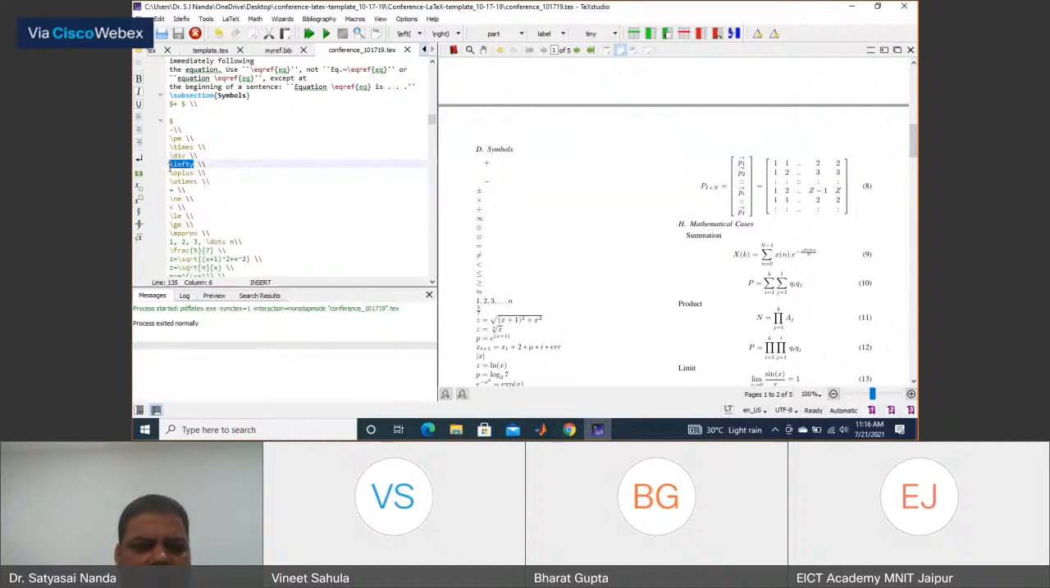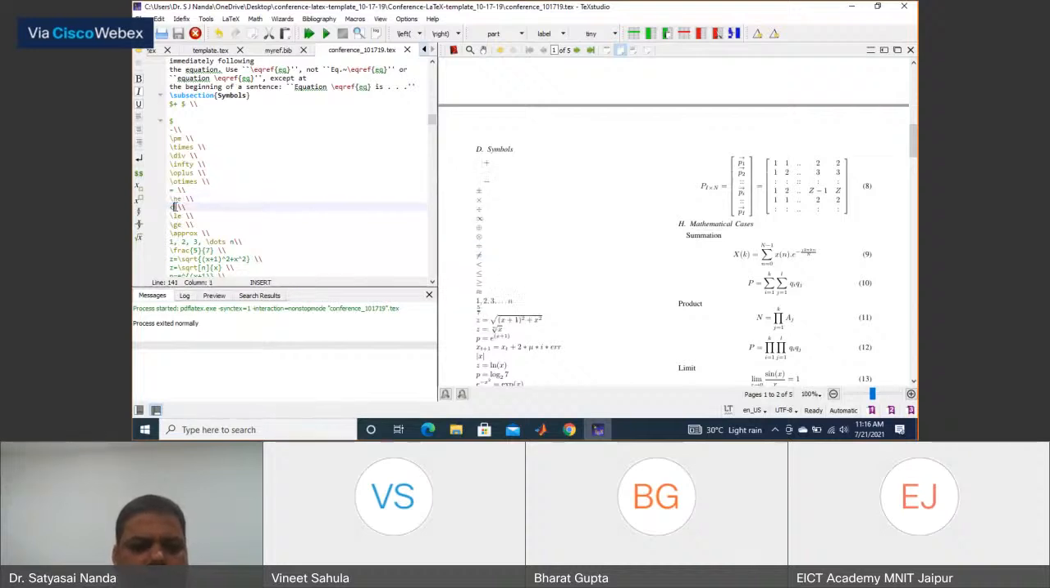Then \infty, like this, will give the infinity symbol. Then \oplus is for this convolution type of thing, as you can observe in the highlighted part. Then \otimes is for multiplication within the circle. Then equal to, and \neq is for not equal to. So here are the symbols for equal to and not equal to.